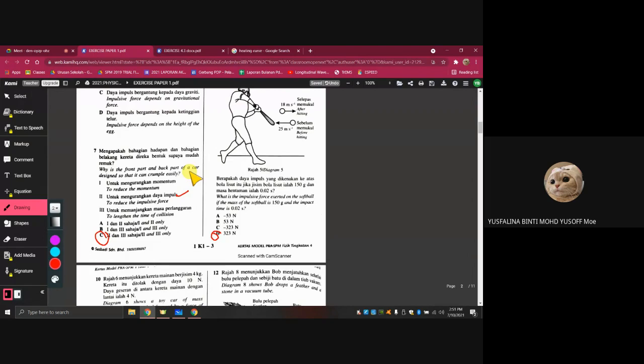Of course, if you hit the car with something, of course there will be a large momentum produced. Especially with the mass of the car already very high and you drive a car with high velocity, of course the momentum is very big. So the answer should be number 2 and number 3.